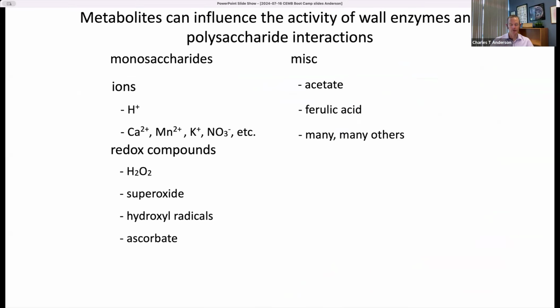Okay, and then there are some limited small metabolites that are present in the wall, monosaccharides that are the products of wall breakdown. We can have ions, things like calcium in particular are quite important for cross-linking pectins. We have redox compounds, hydrogen peroxide, superoxide, radicals, ascorbic acid, and then also acetate, ferulic acid, and many, many other small molecules that are, again, mostly the products of breakdown of those cell wall components rather than being synthesized directly in the wall.